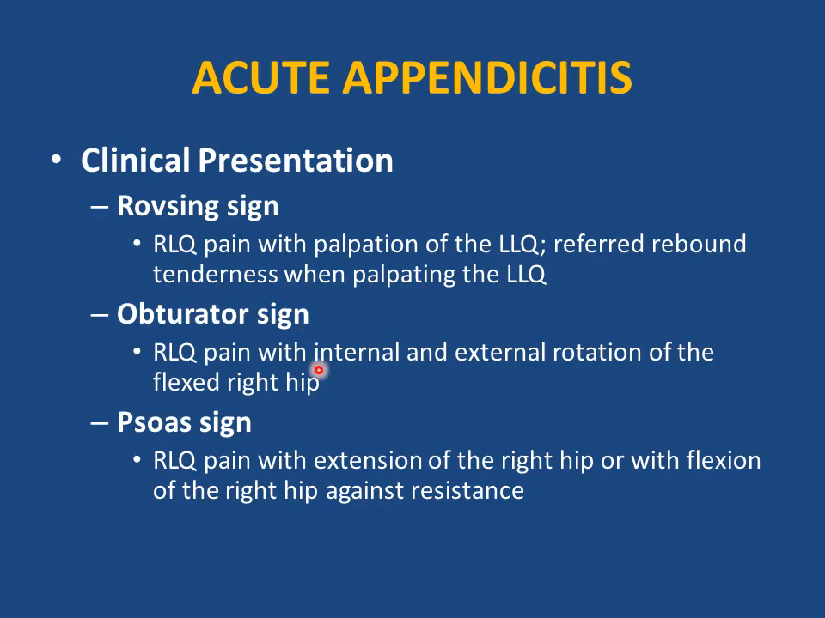Obturator sign, when you do internal and external rotation of the flexed right hip, this will cause right lower quadrant pain. Psoas sign, when you do extension of the right hip, this will cause right lower quadrant pain. Or also you can do it another way by flexion of the right hip against the resistance. This will give you a right lower quadrant pain, or well known as psoas sign. Remember, this is very difficult to perform in very young children.